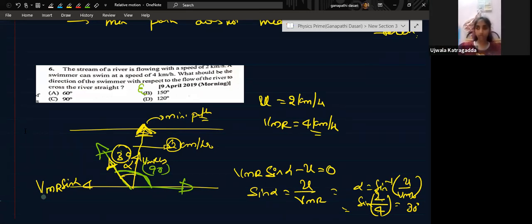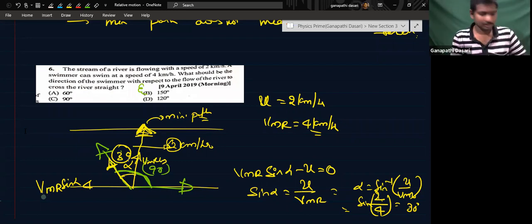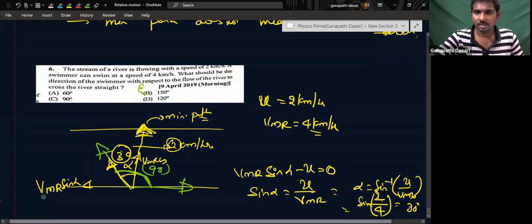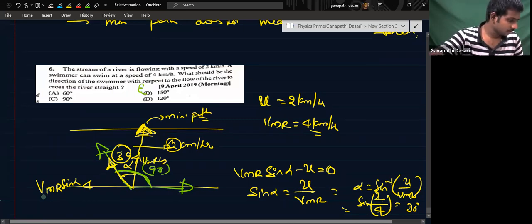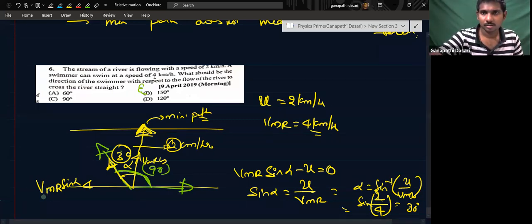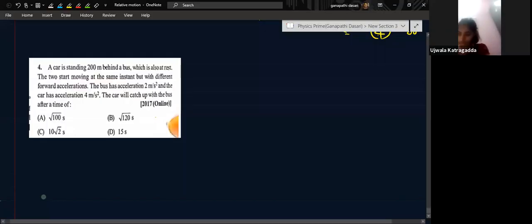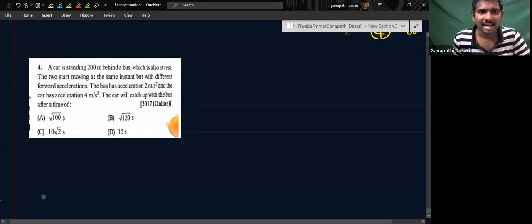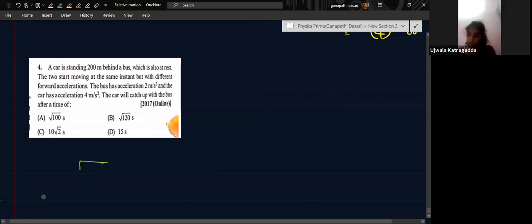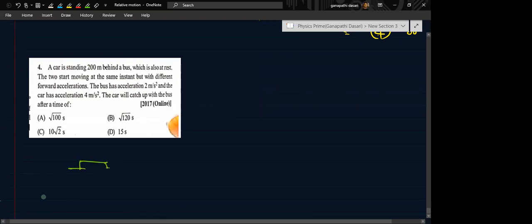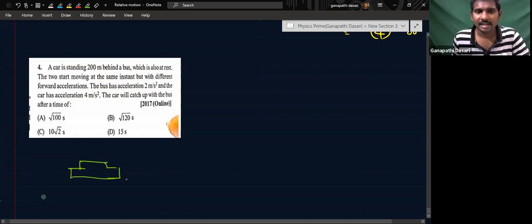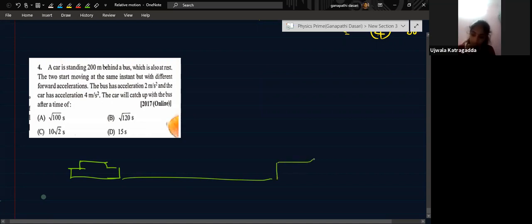So then, what else can we solve? I'll give you some other questions. The car is standing how much distance? Be careful, see: 200 meters behind the bus. The car is standing 200 meters behind the bus.